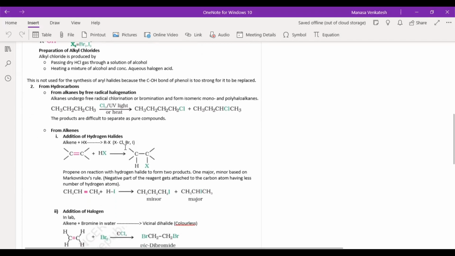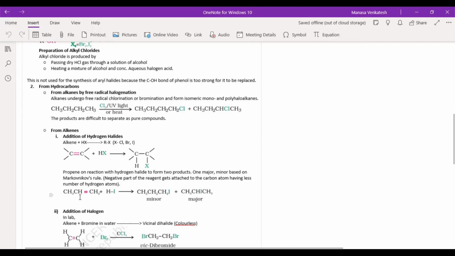Next is from alkenes. Now, alkenes react with HX, and this leads to the formation of an alkyl halide. Quite simple, right? But there comes an issue in this case. So if the CH and CH2 bond is broken, it can either be broken over here, and the iodine can get attached here or here.